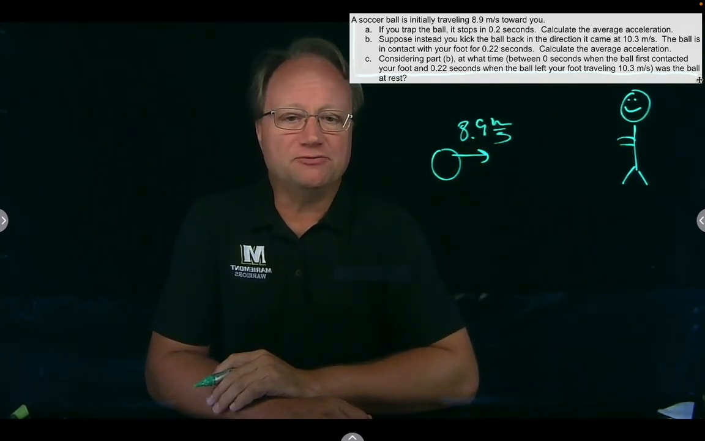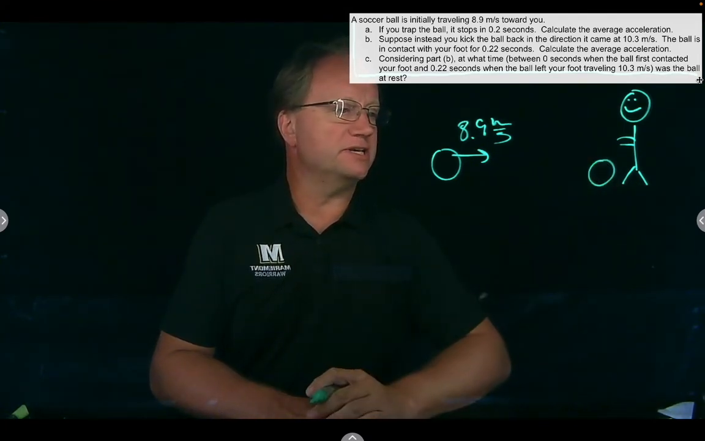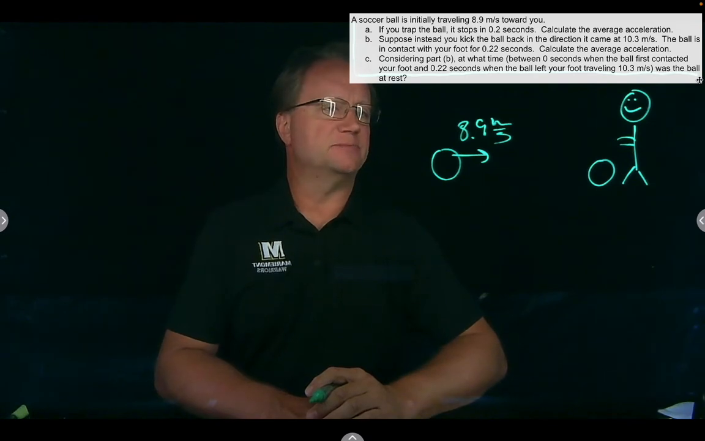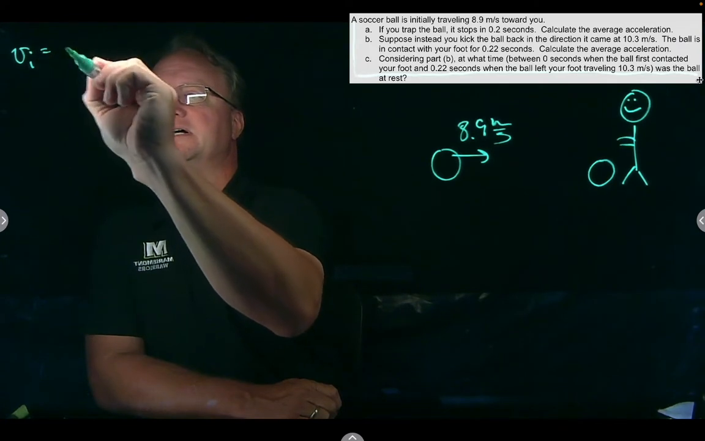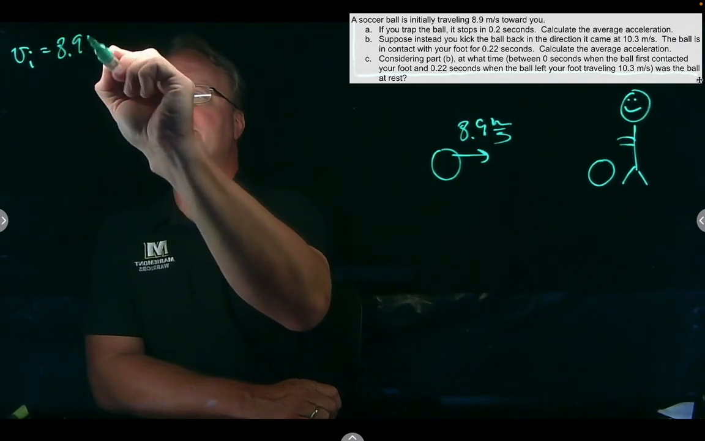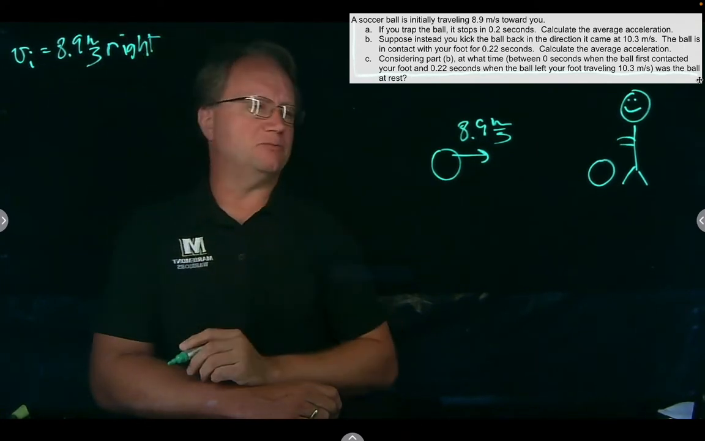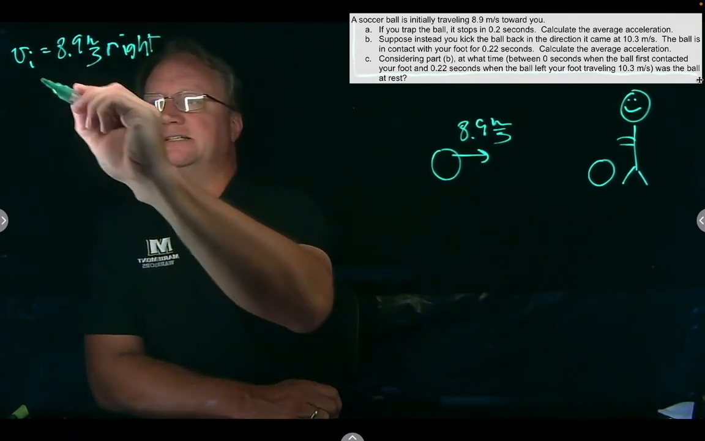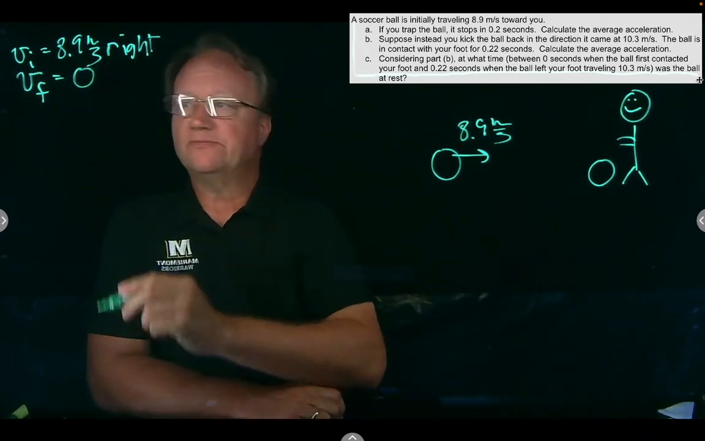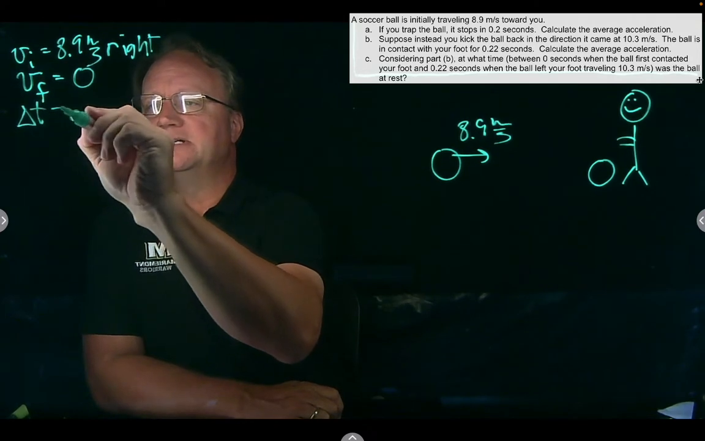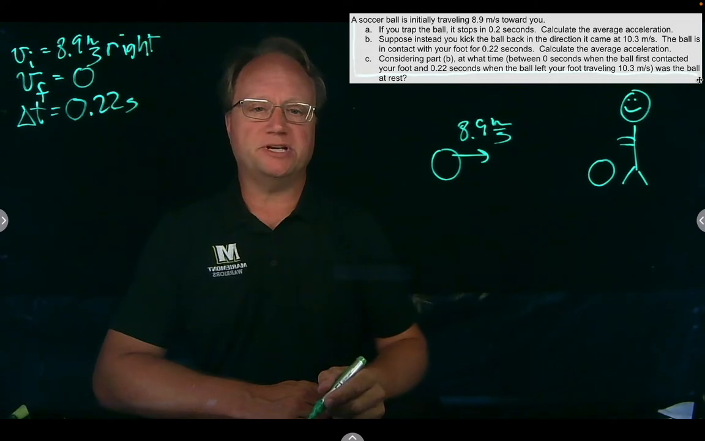Now in part A, if you trap the ball, it stops in 0.2 seconds. So the ball gets to here, you trap it, it stops. So in terms of what we know, initial velocity 8.9 meters per second. By the way we've drawn that, that would be towards the right. Final velocity, it stops, that would be 0. And then time period, it takes 0.22 seconds to be able to stop.